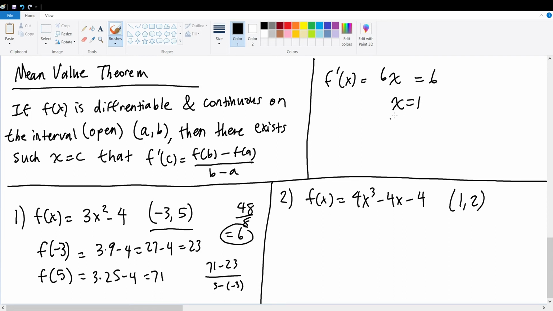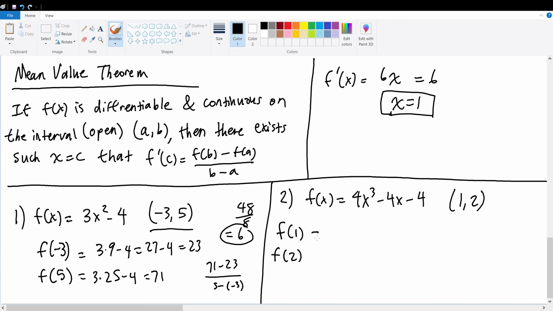And we see here that x is equal to 1 is between the range of -3, 5, the interval. Hence, our x is equal to c, that c value will be 1. And 1 will be our solution to the first question, applying the mean value theorem. And in the second question, we must always find the secant slope that passes through the interval.